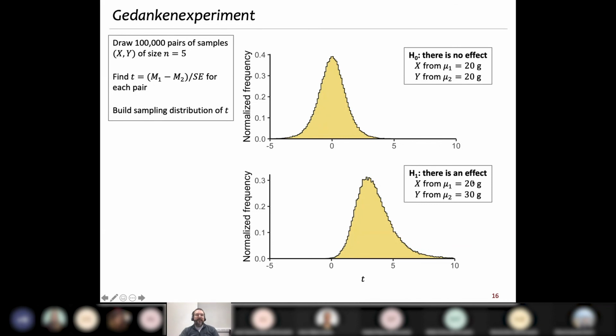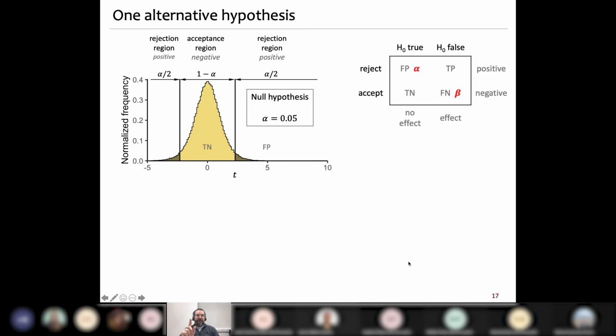However, if there is a real effect, so we draw one sample from a population with 20 grams and the other sample from a population of mean 30 grams, we will get a distribution which looks different. First of all, it's shifted to the right away from 0, and it's also asymmetric. It turns out this is also a t distribution, but with the so-called non-centrality parameter not equal 0. Okay, we have these two distributions under the H naught and under the alternative hypothesis. Now things get a little bit complicated.